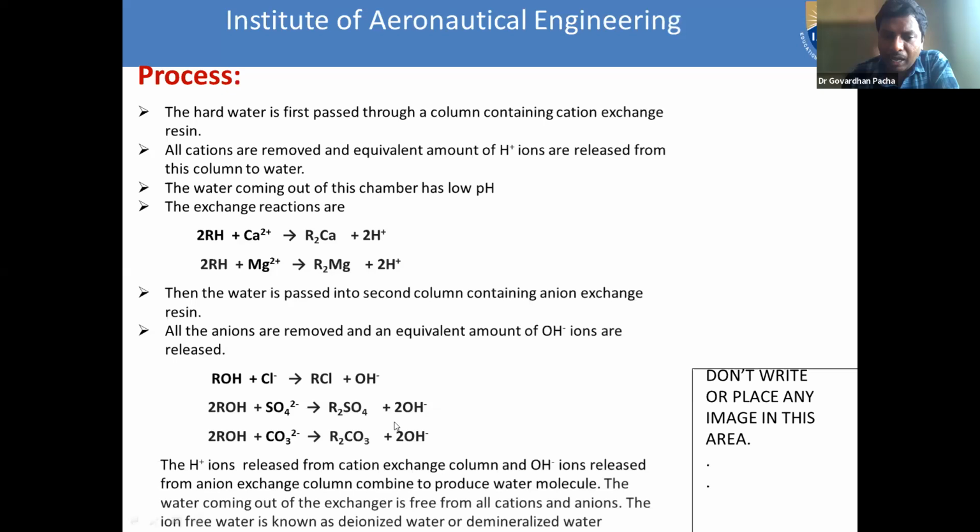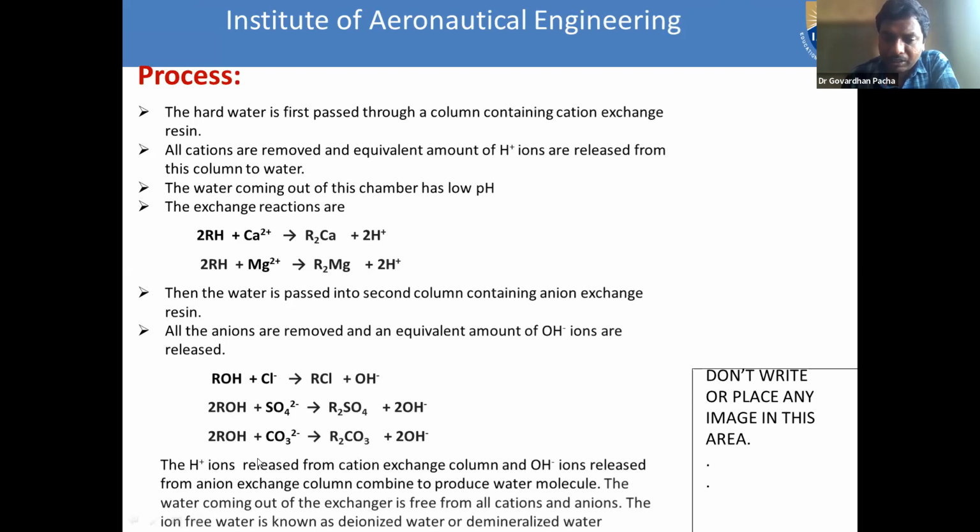Permanent hardness is nothing but the chlorides, sulfates, and nitrates salts of calcium and magnesium, whereas temporary hardness is nothing but the carbonates and bicarbonates salts of calcium and magnesium. So the third equation represents the temporary hardness removal. That means these carbonate ions react with the anion exchanger to give an R2CO3 product.